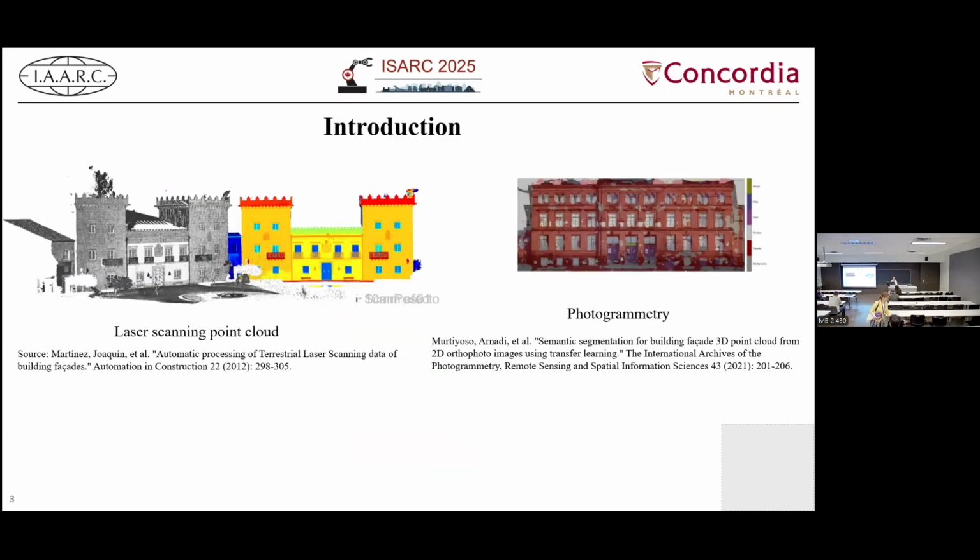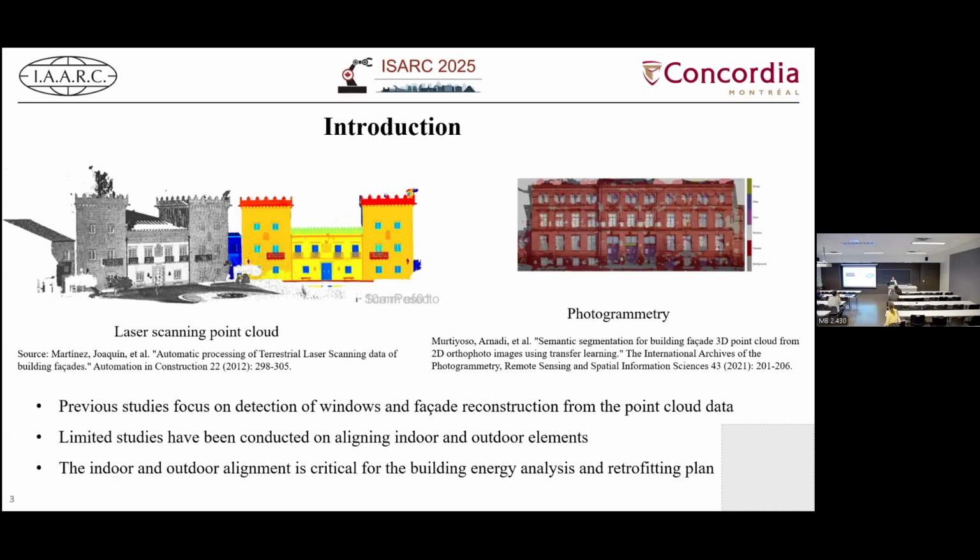Previous studies have investigated methods of indoor environment reconstruction, and many other studies also explore building facade reconstruction. Laser scanning and photogrammetry technologies are very widely used to capture the facade information. Then, based on point cloud processing, the geometry information of the facade can be obtained. However, currently, limited studies have been conducted to align the indoor and the outdoor elements together. And this information is also critical for building energy analysis and retrofitting plan design.